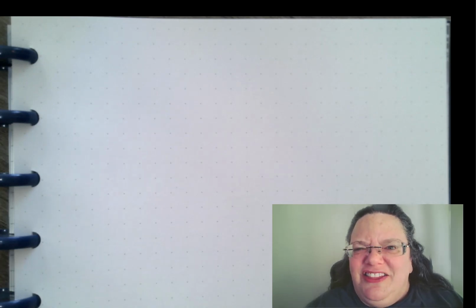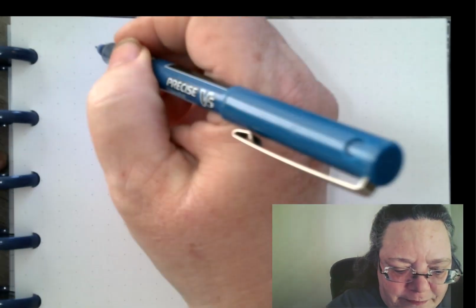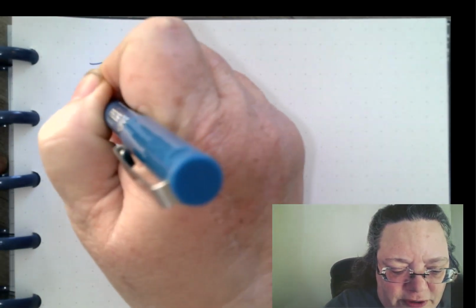Not the hard way, the easy way. We're going to use multiplication. Let's get started. Let's look at our first one. We have 3 over 9.